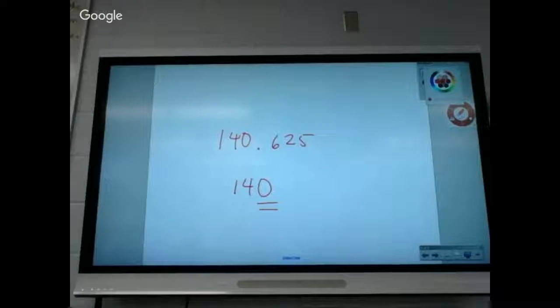8, 9, and 10, you see how they're in scientific notation? The answers need to be in scientific notation for 8, 9, and 10 only. Does everybody understand that? Okay.